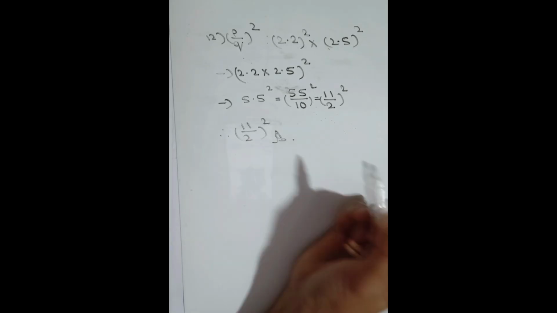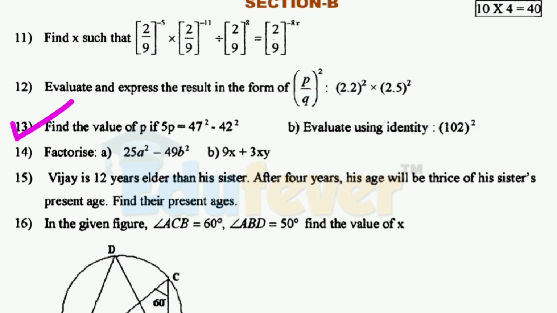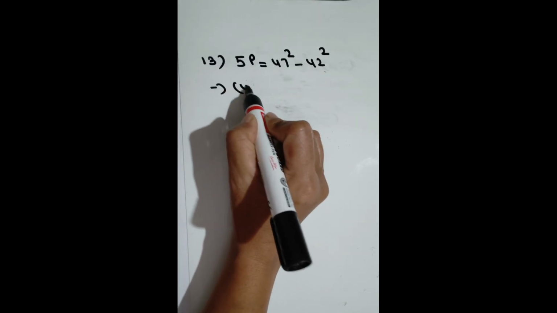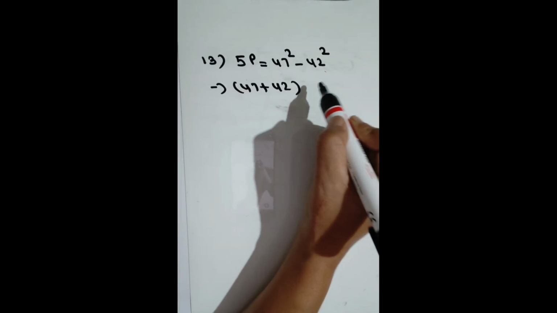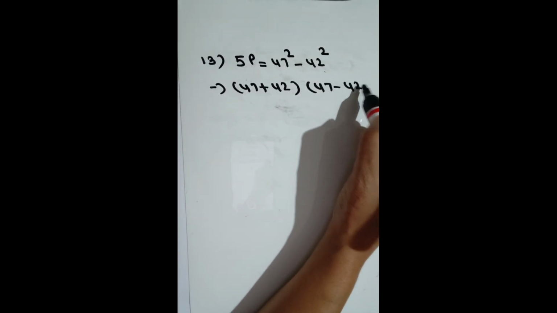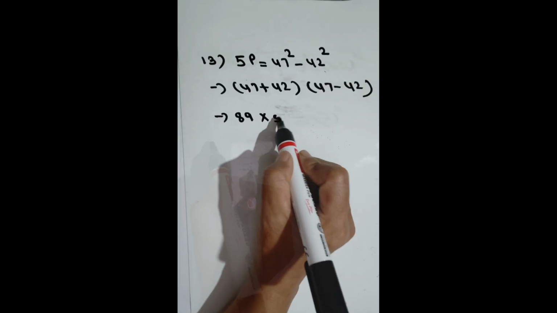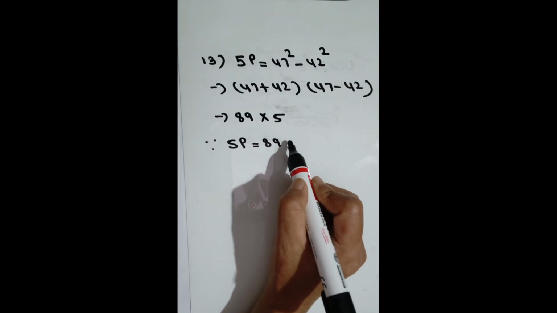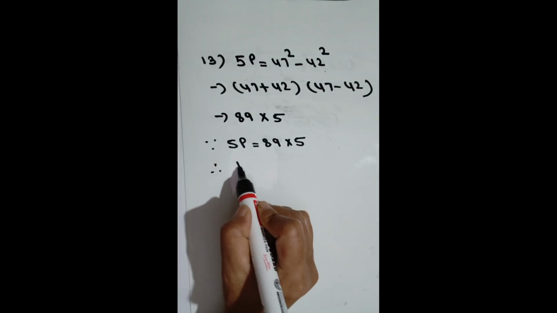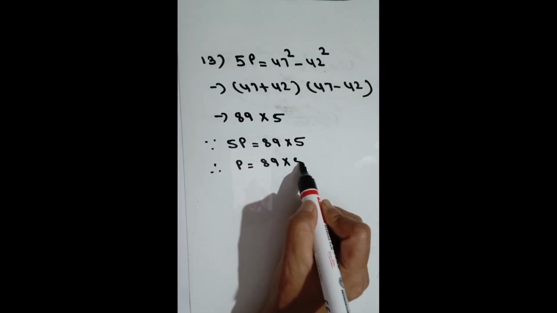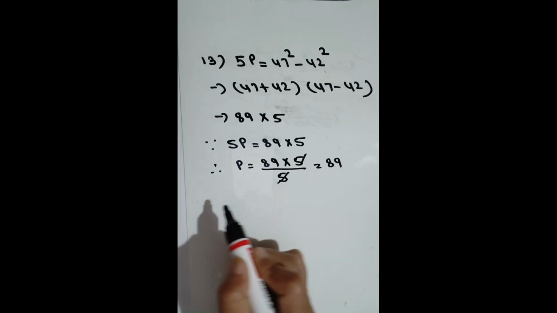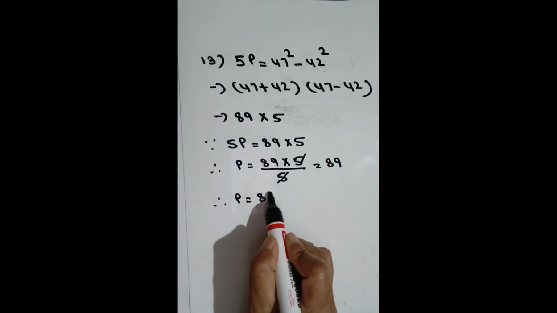Question number 13 is, find the value of p if 5p equals 47 square minus 42 square. This is in the form of a square minus b square, which gives you a plus b, a minus b. A is 47 and b is 42. Gives you 89 multiplied by 5. And the answer is 5p equals to 89 multiplied by 5. So, here p equals to 89 multiplied by 5 divided by 5, which gives you p equals to 89. So, p equals 89 is your answer.